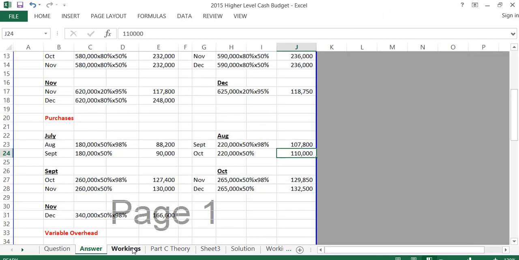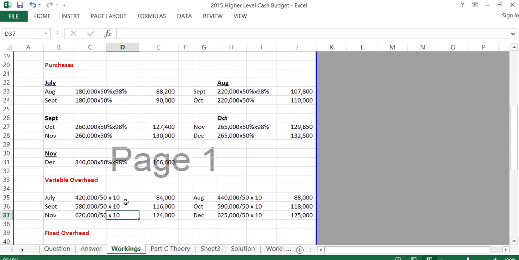So I'm just going to show workings for the variable overhead. So in July we can see that our sales are 420,000. In part 1 of the question it tells us the selling price is €50 per unit. So to get the amount of units for July, I just get my 420,000 divided by 50, that will give me the amount of units. And then the variable overhead is €10 per unit, so I multiply by 10. And it's the same for the rest of the months.